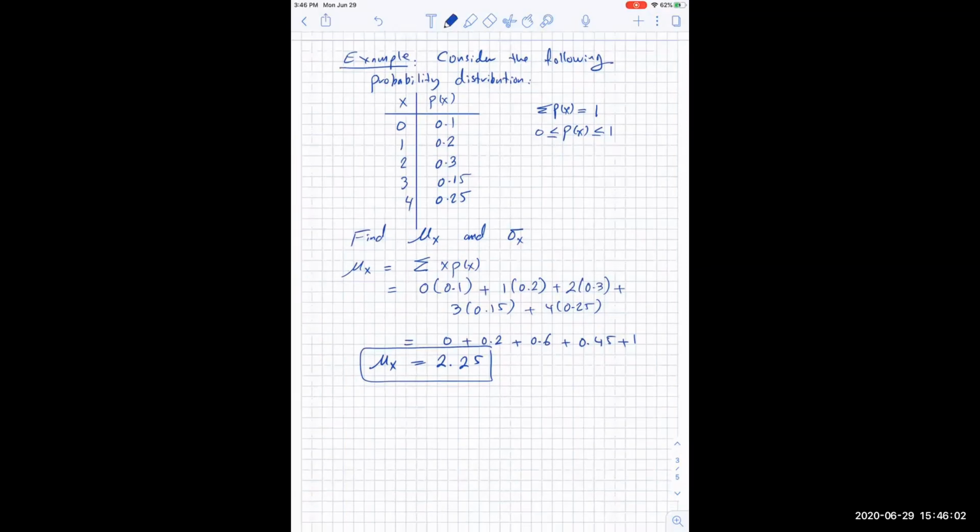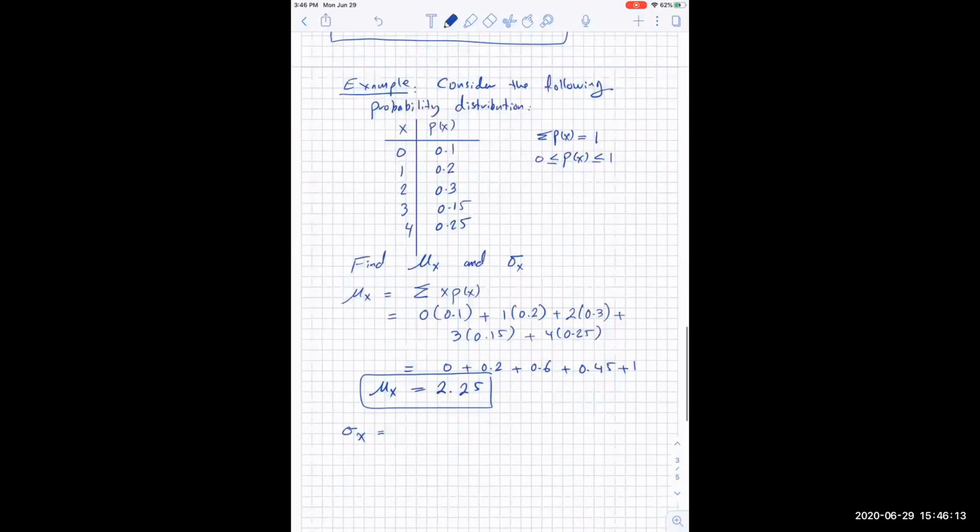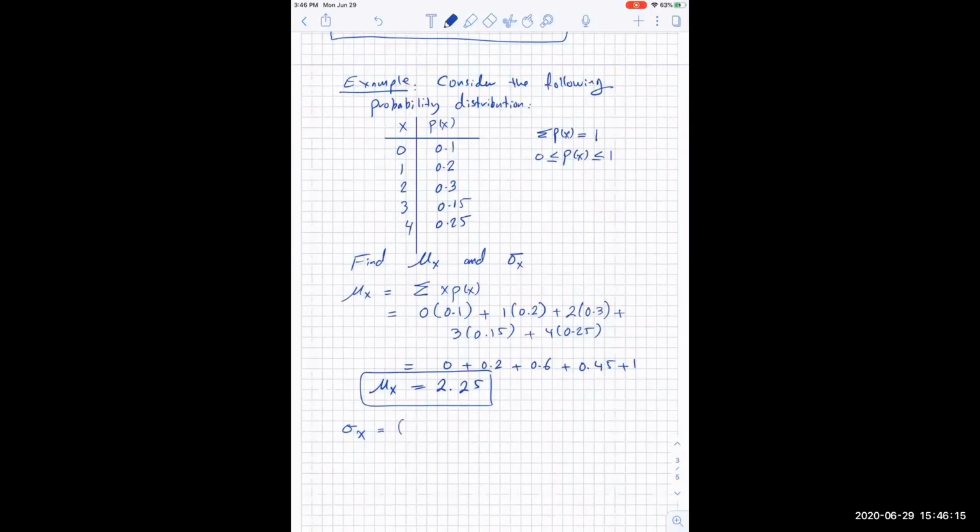Now, what about the standard deviation? I take each x value. First value is 0. I subtract the mean, and then I square the difference, and then I multiply by the probability value, 0.1. Right? So again, one more time.